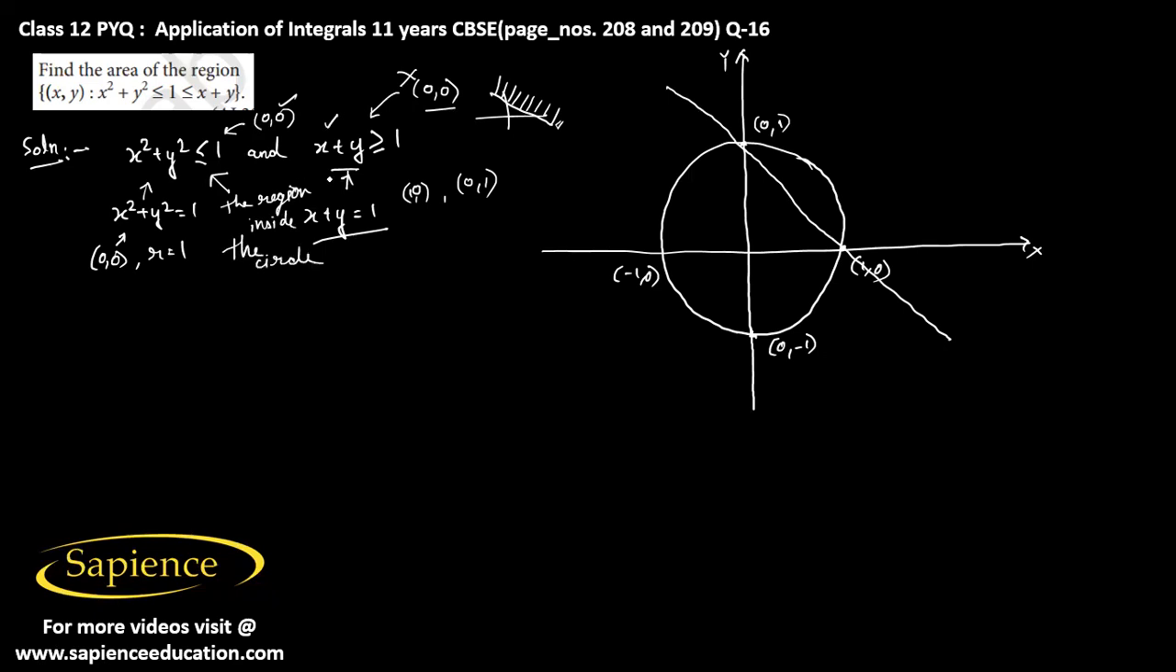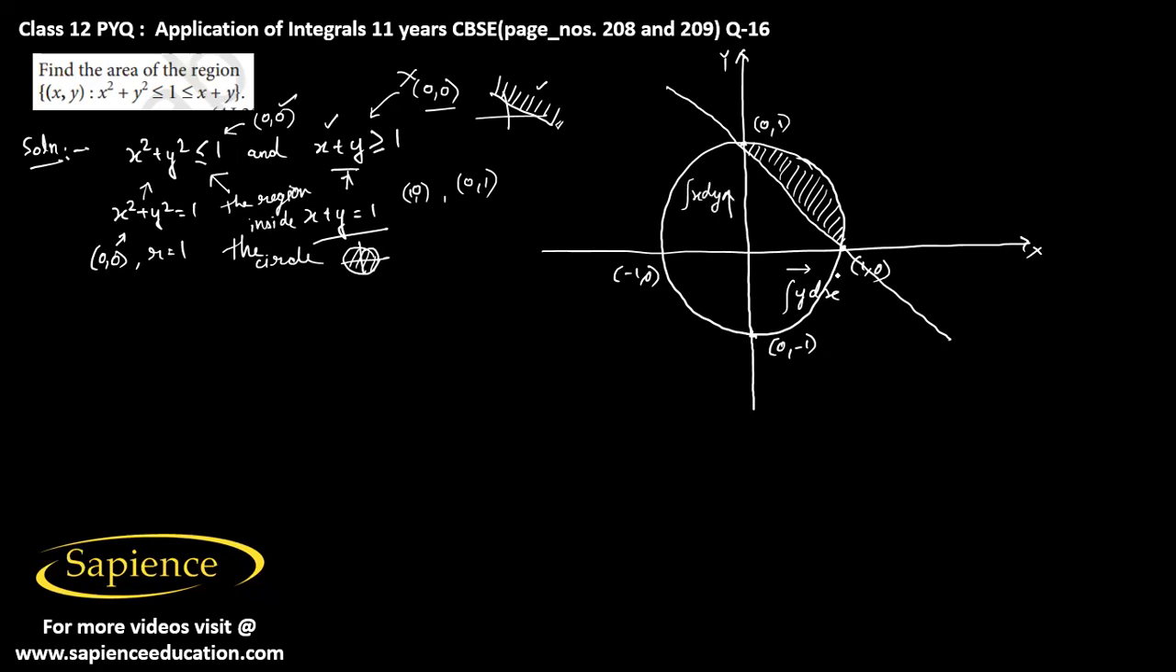It means that we have to take the common intersection part of this region and this region. It means that we have to take this region. We have to find the area of this region. So now we can integrate along the x-axis, then we have to do integral y dx, or we can integrate along the y-axis, then it will be integral x dy.